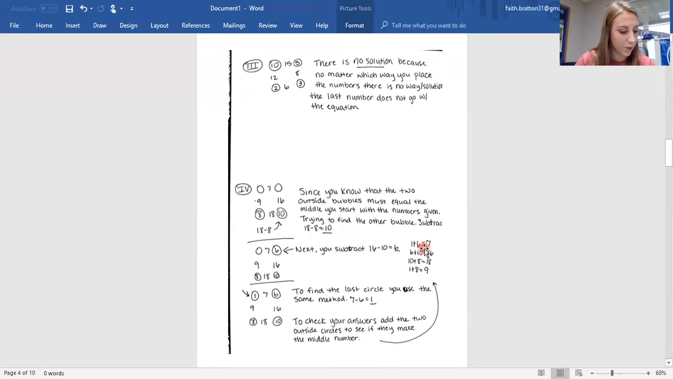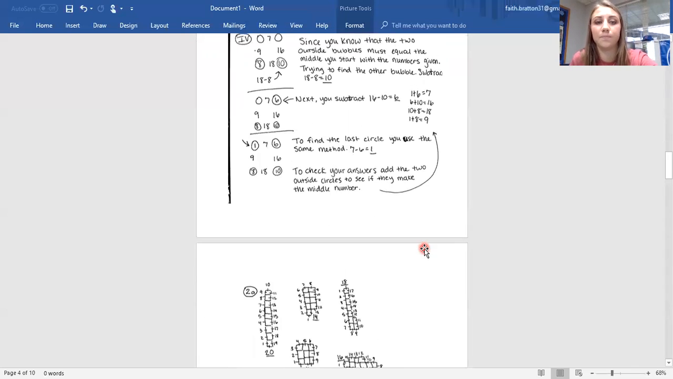For the third part, we know that there's no solution. They give us the numbers 15, 8, 12, 6, and 3. We must know that subtracting 6 minus 3 equals 3. So then it would be 12 minus 3. Well, what's 12 minus 3? It doesn't work. Okay, so we know that that one has no solution. The last number does not go with the equation.